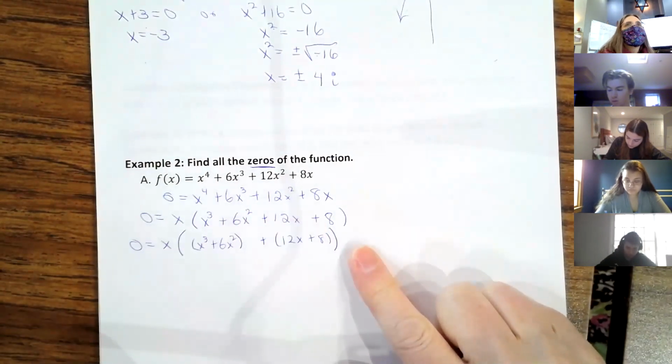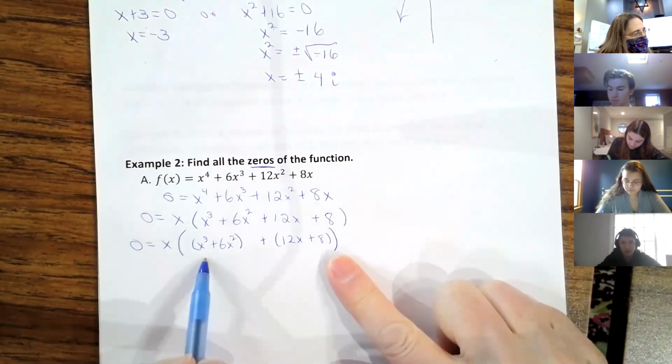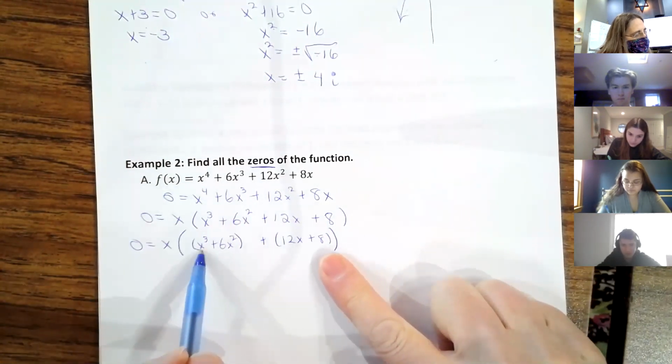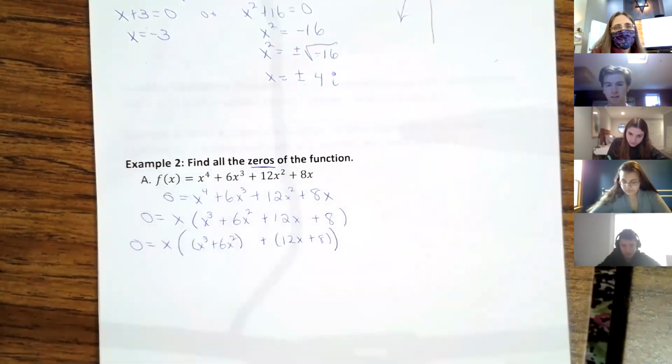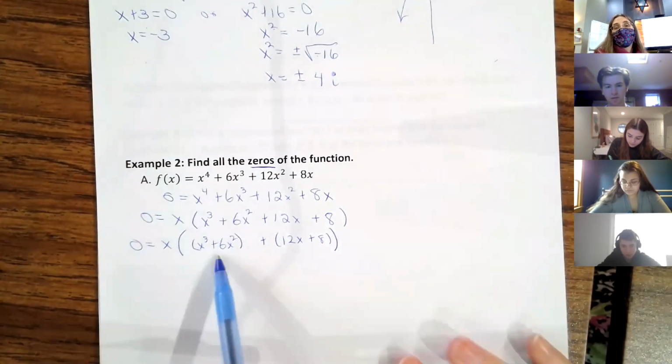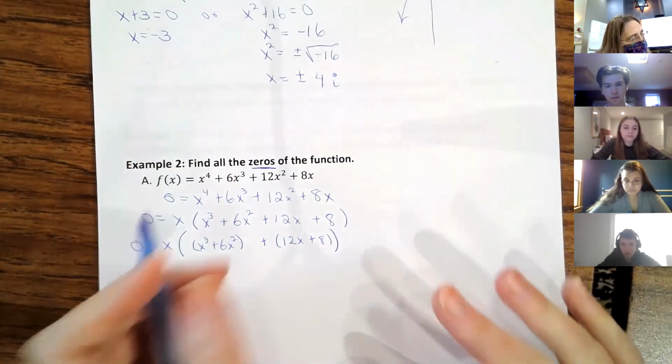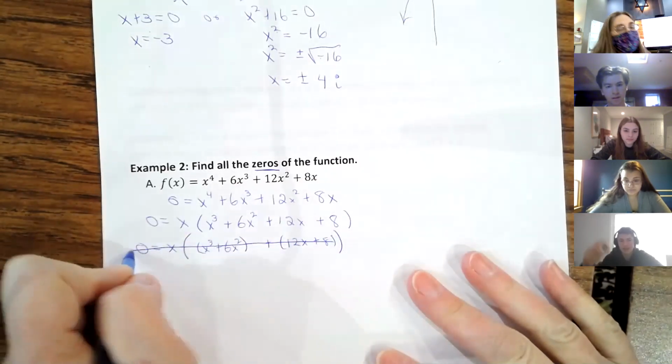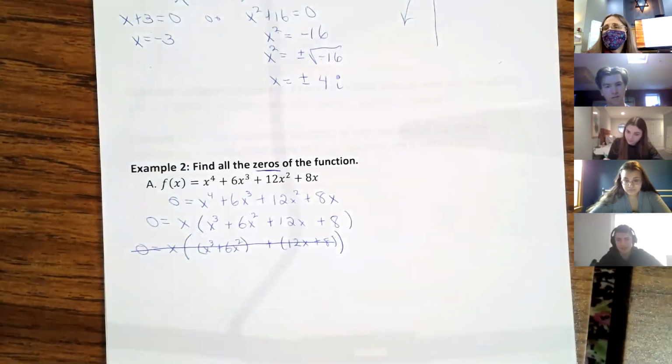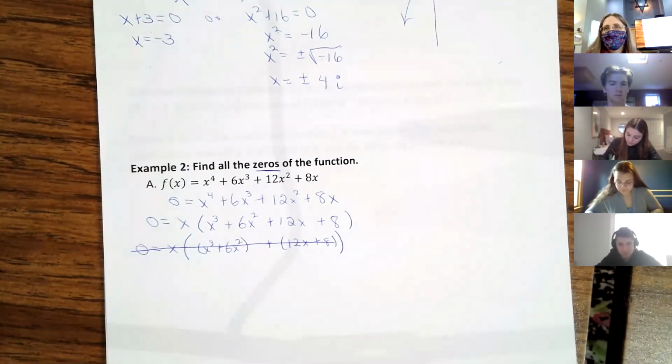Okay. Wait, I don't think this can be grouped, can it? We just leave x on the outside. Does that work? No, that doesn't work. You can't take out 12 because of the 8. What can we do then?